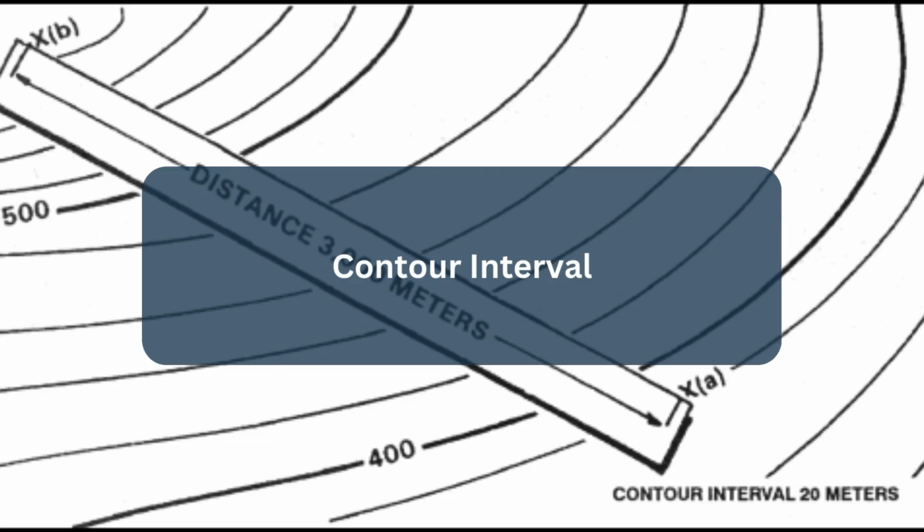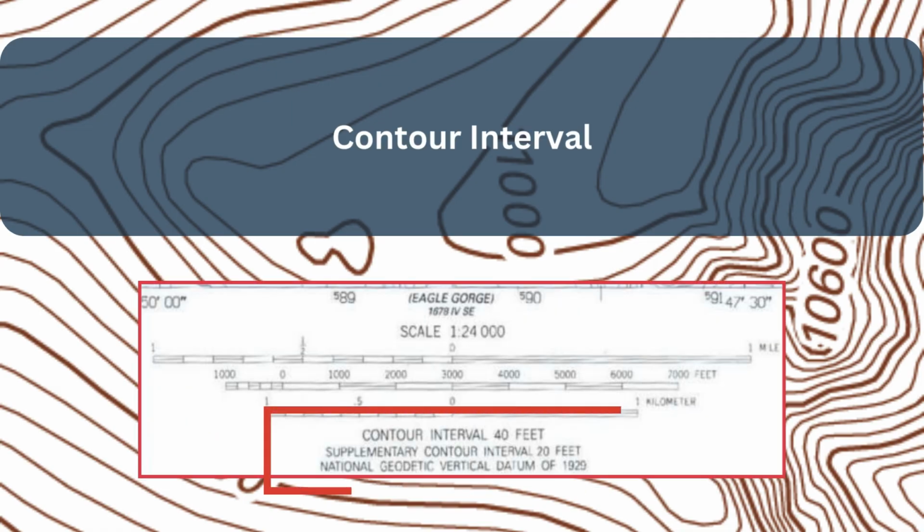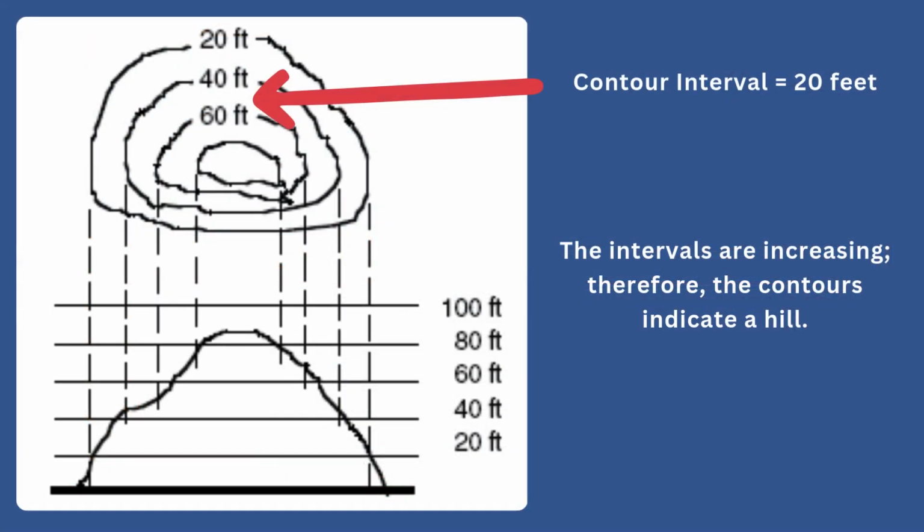Before we dive into reading contour line characteristics, it's important to understand the concept of contour intervals. A contour interval is the vertical distance or difference in elevation between two adjacent contour lines on a map. This value is consistent throughout the map and is usually noted in the map legend. For example, if the contour interval is 20 feet, each line represents a 20-foot change in elevation from the one next to it.